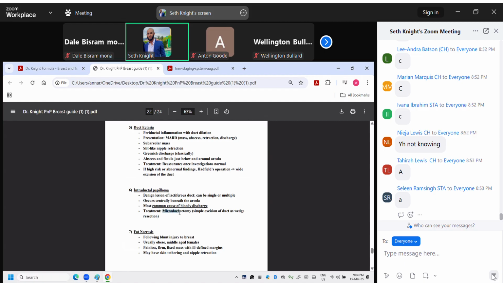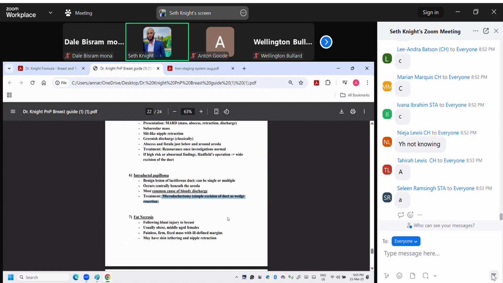And in that case, we need to know this as the treatment option. That is a microductectomy. That's the word they bring in exams. So intraductal papilloma, treatment, microductectomy. What it is, is excision of the duct as a wedge resection. So they could also say wedge resection of the duct. That's also known as a microductectomy. So that's intraductal papilloma. That's how they bring that. Know how the bloody discharge presents. It is not spontaneous. It only comes out when she squeezes the breast. Multiple ducts, bilateral, associated with a benign mass below the areola.